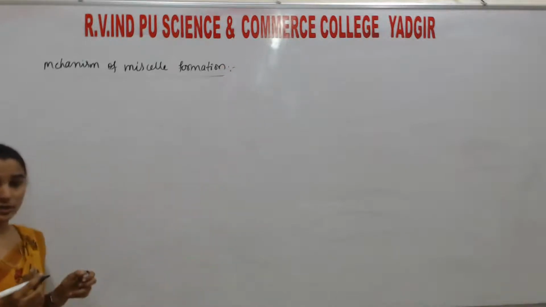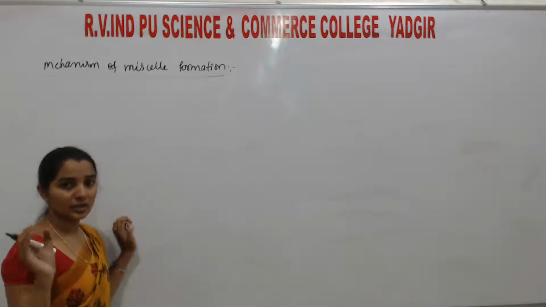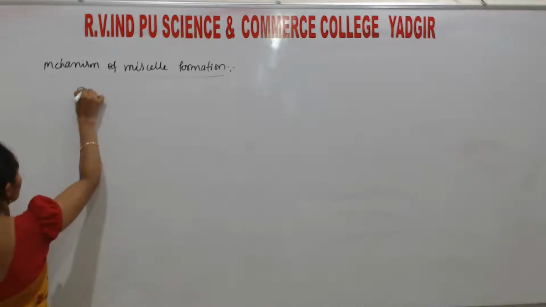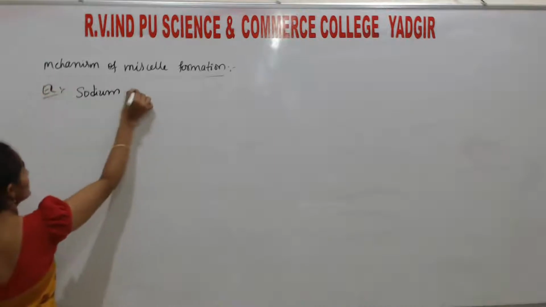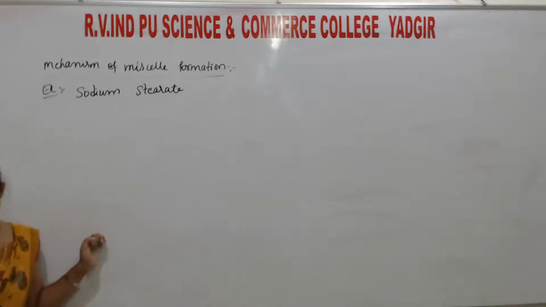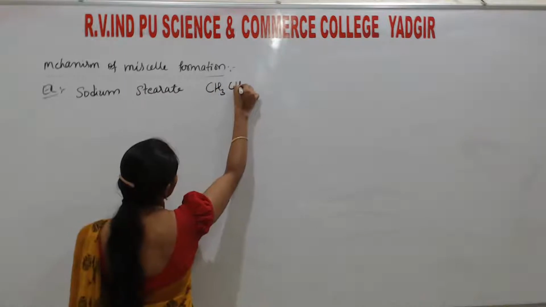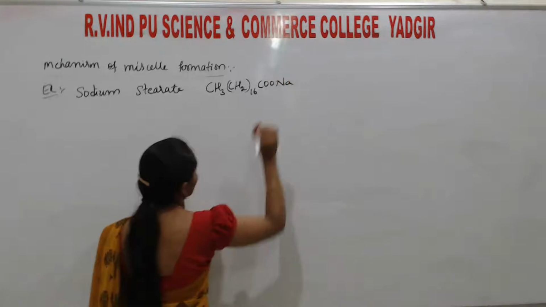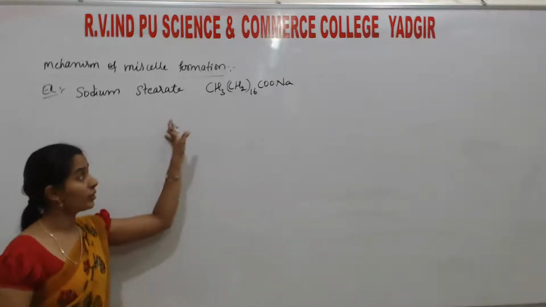Understand? So listen. What is the mechanism here? For micelle, I told you soap and detergents are the best example. I'll take the example of soap, that is sodium stearate. The formula is CH3 (CH2)16 COO Na. This is the formula of sodium stearate.